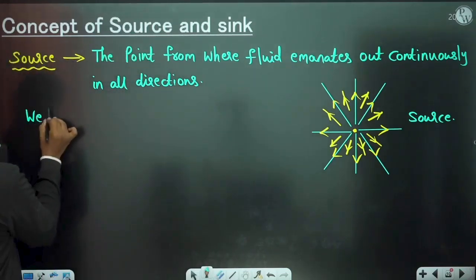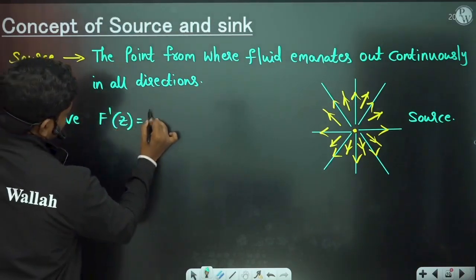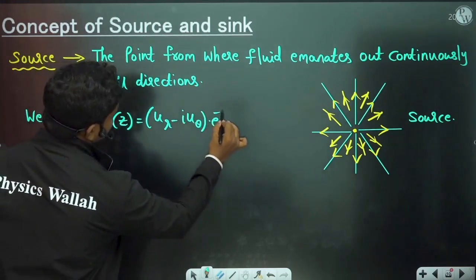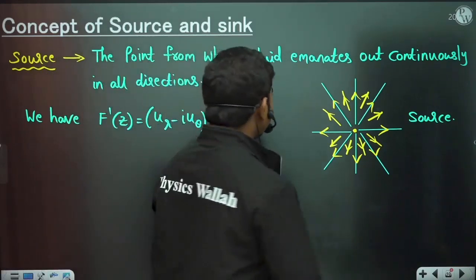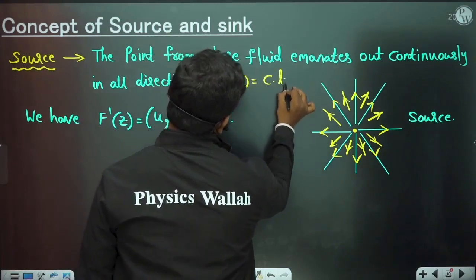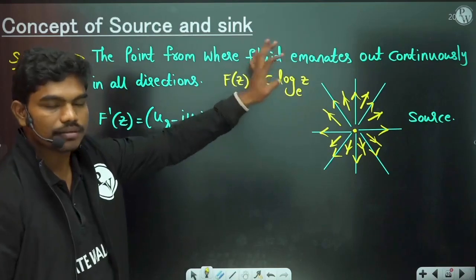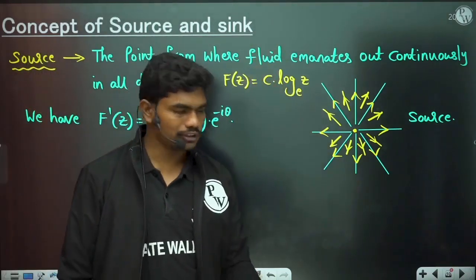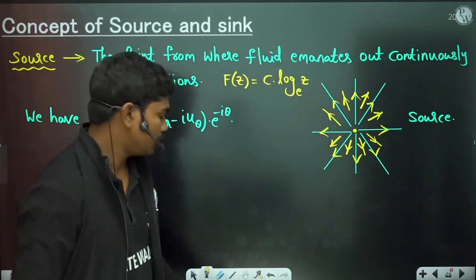We have f dash of z equal to ur minus i times u theta into e power minus i theta, correct? This is what we have. First of all, I'll give you one hint. This f of z in this case is c times log z to the base e. Anyhow, we'll see how this comes, but this is the idea: for this kind of source flow, we have c times log z to the base e. Now try to understand this.